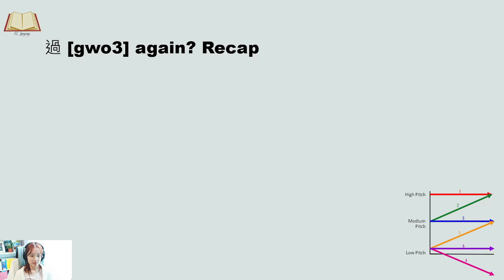Now we've seen this gwo before as an aspect marker. I've made a video on this before, if you remember. There are no tenses in Cantonese. Instead, Cantonese verbs are marked for aspect rather than tense, indicating how or when an action happened. And we do this by using aspect markers like gwo.